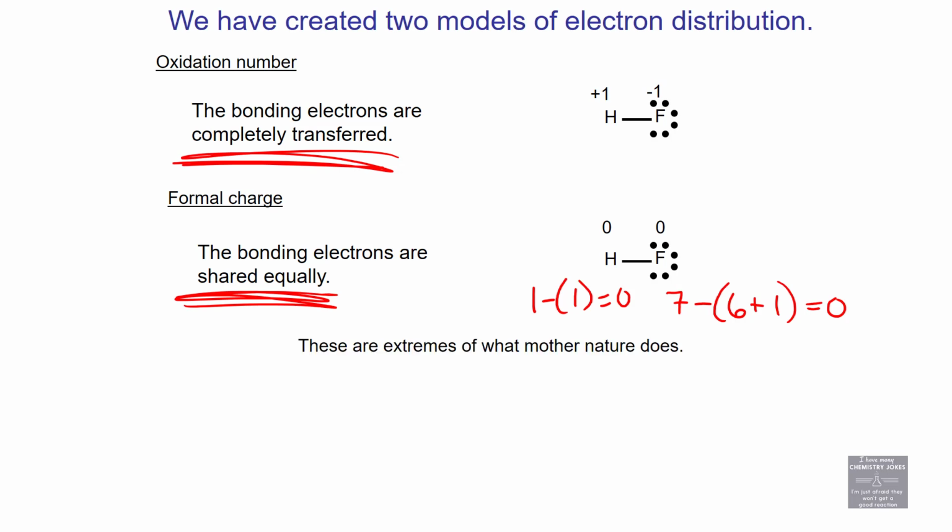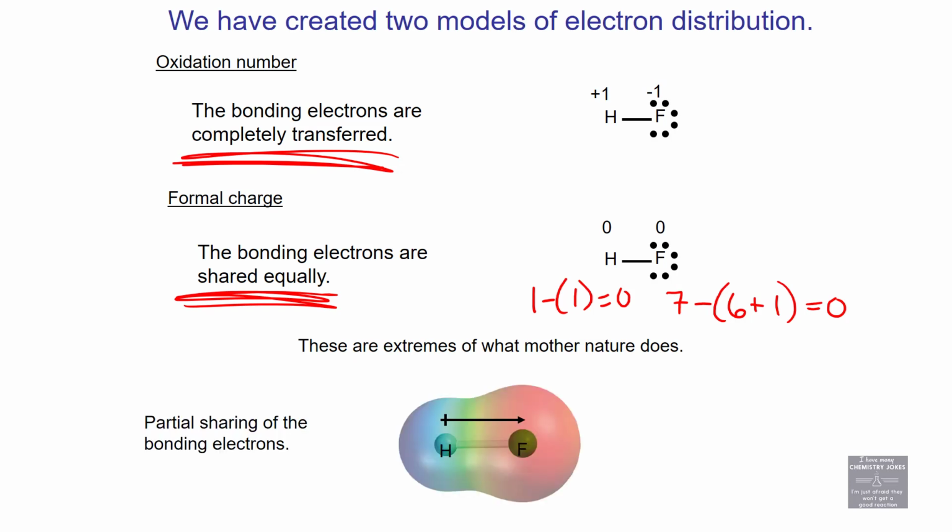These are the two extremes of what Mother Nature does. These are the two extremes that are probably not accurate for most of the molecules that we will talk about. There's usually partial sharing of electrons. Fluorine is more electronegative than hydrogen. So because of fluorine being more electronegative than hydrogen, it's more selfish. So there's more buildup of electron density around the fluorine, less buildup of electron density around the hydrogen.